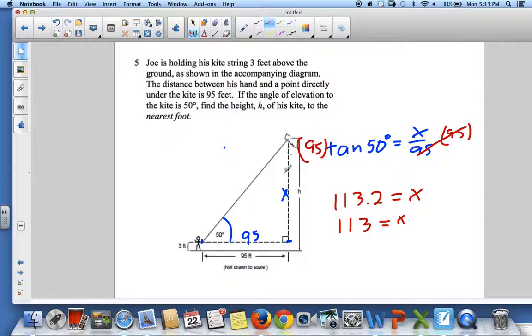So this length from here to here is 113, but they're not asking for that. They're asking for how far above the ground is the kite. Well, that's 113. It tells us that this length right here is 3 feet. So the answer would be 113 plus 3, which is 116 feet.